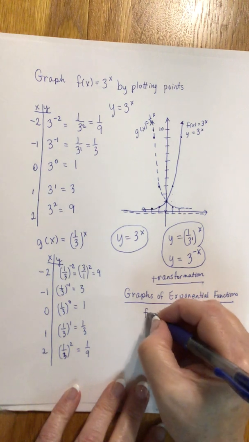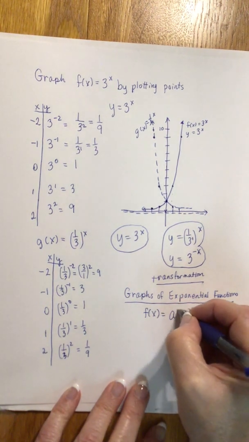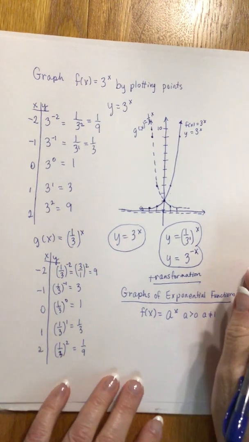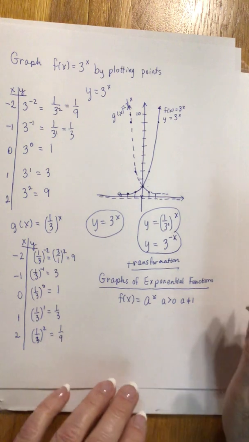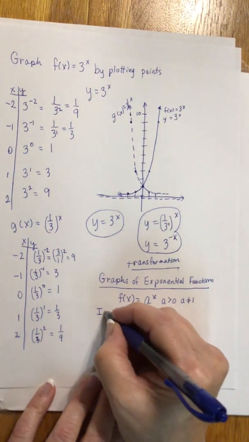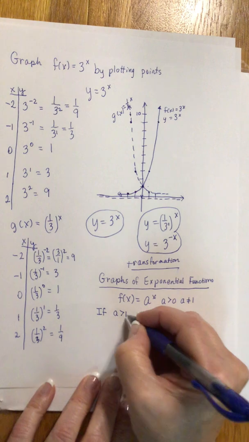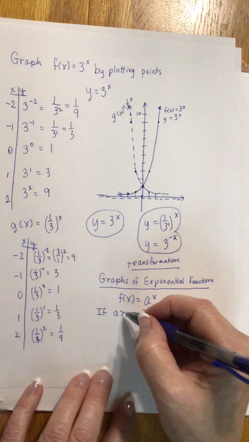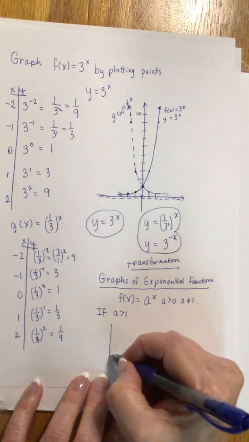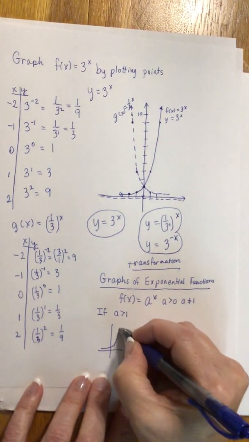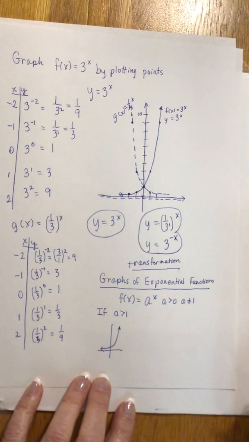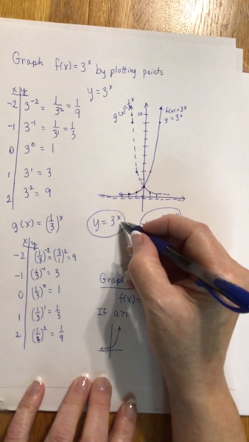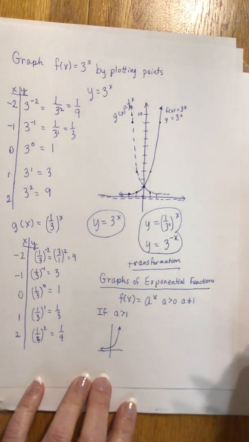So we're starting out with f of x equals a to the x, where a is positive and a cannot be 1. So we're going to look and see what some of the conditions are. If a is greater than 1, still a positive number, the graph is going to start low and go high like that. How do we have an example of that? Well, a is 3, so 3 to the x. 3 is greater than 1, right?